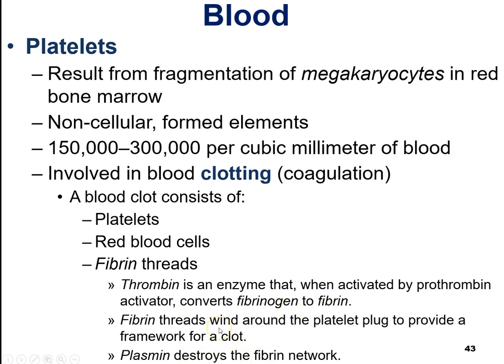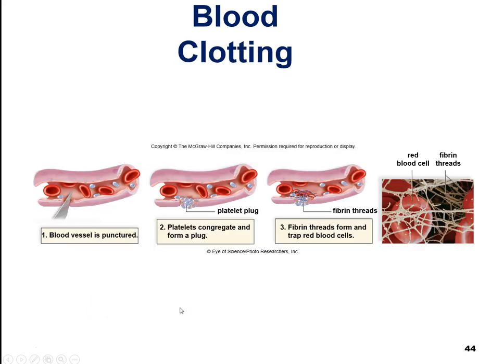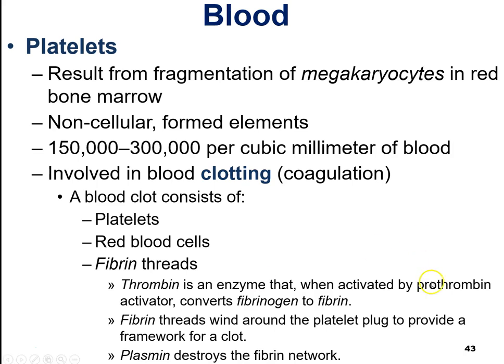So you can think of when we talked about connective tissue and how they have fibers in the matrix, that's kind of what these are going to do. They're thread-like proteins that will provide the framework for this clot to occur. And then there's another protein called plasmin that will destroy that network. You don't need to know the details of this process, okay? But it involves platelets, and there are also other proteins involved in the clotting process, and hormones or enzymes that will activate this process.